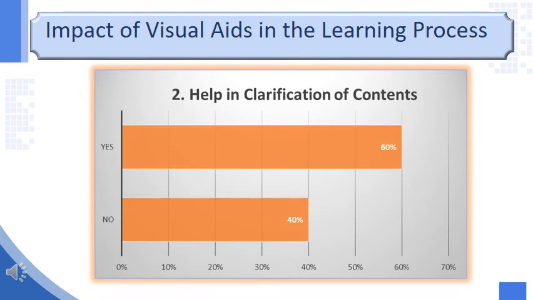The second graph expresses that 60% of the surveyed people consider that visual aids help in clarifying the study contents. Even though most of them agree on that affirmation, there is a 40% who don't agree on this statement. What do you think is the reason why these 40% of the surveyed people have an opposite idea?